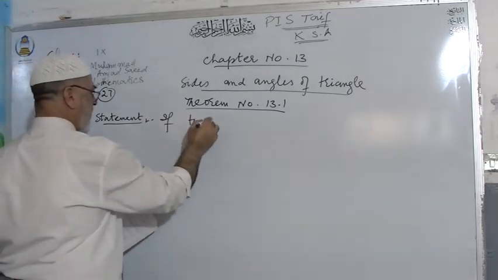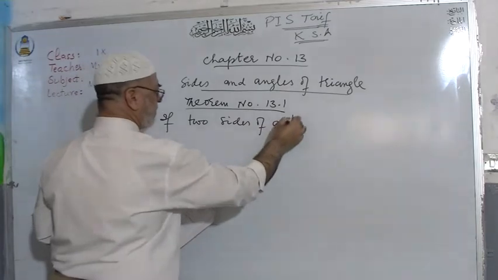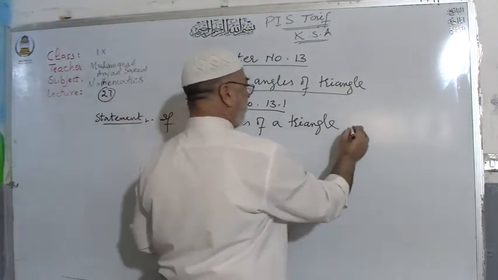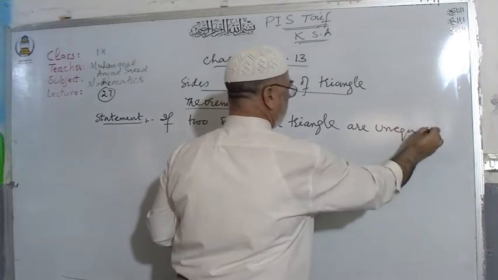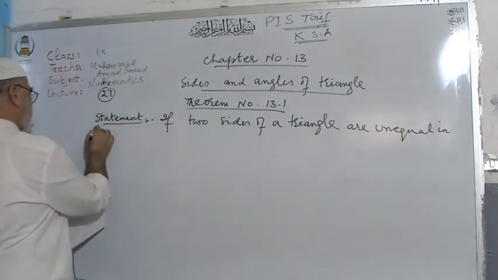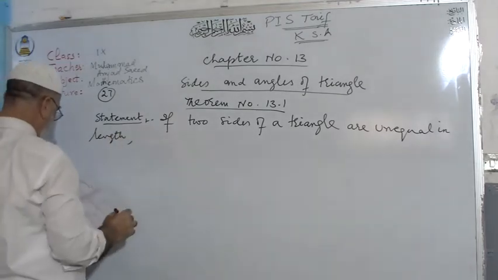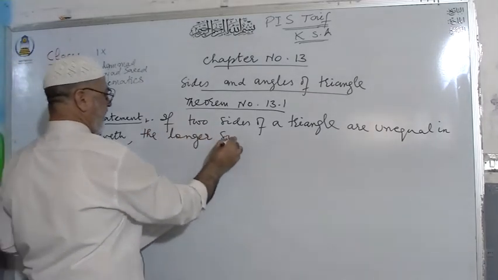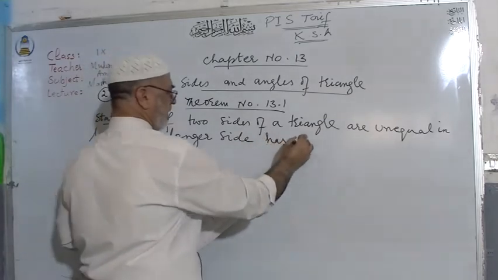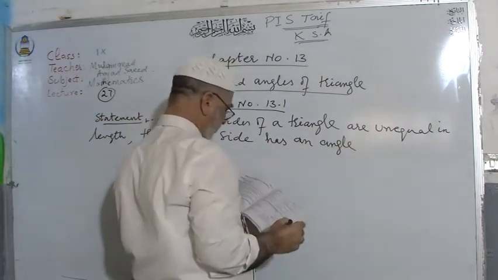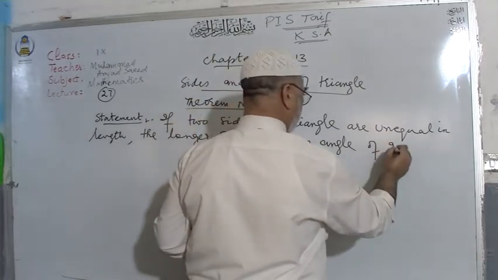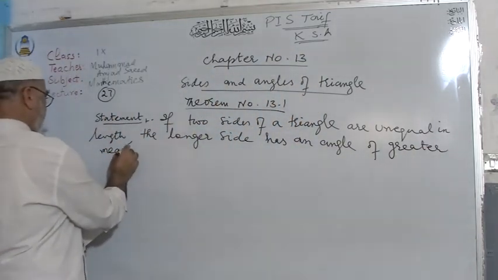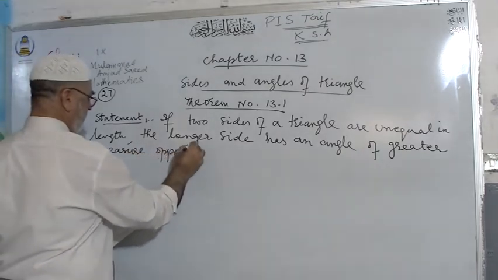If two sides of a triangle are unequal in length, the longer side has an angle of greater measure opposite to it.